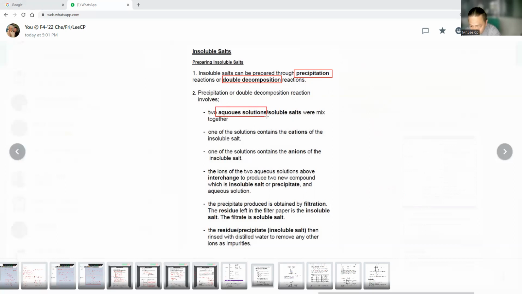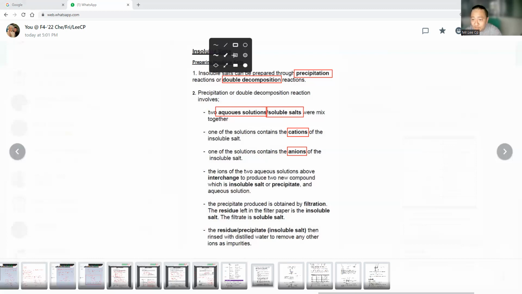So you need to have 2 aqueous solutions, and the salts will mix together. So aqueous solution 1 and 2, you mix them together. One is having a cation. What is cation? Cation is the positive ion of the insoluble salt. Another one is an anion of the insoluble salt. So you have a cation and an anion.